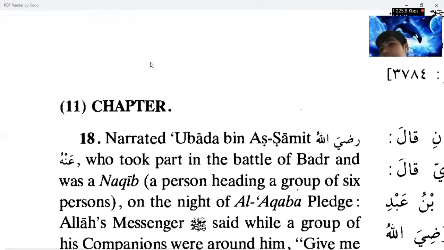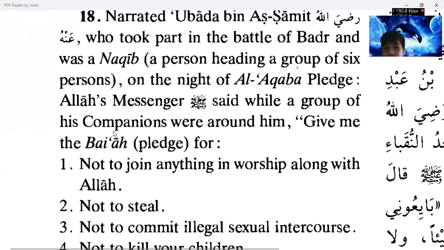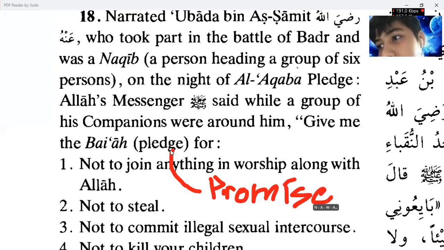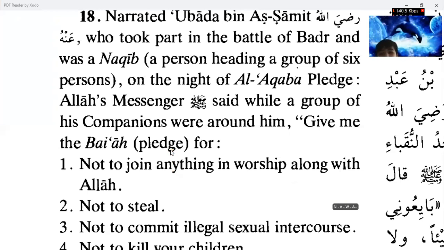That's so long. Okay, so first understand it. The meaning of bayah in English is pledge. Do you know what pledge is? Pledge means promise. But in pledge, for example, I will put my hand and you will put your hand on my hand and then you will make the promise. That is called pledge. So what is the difference between pledge and promise?